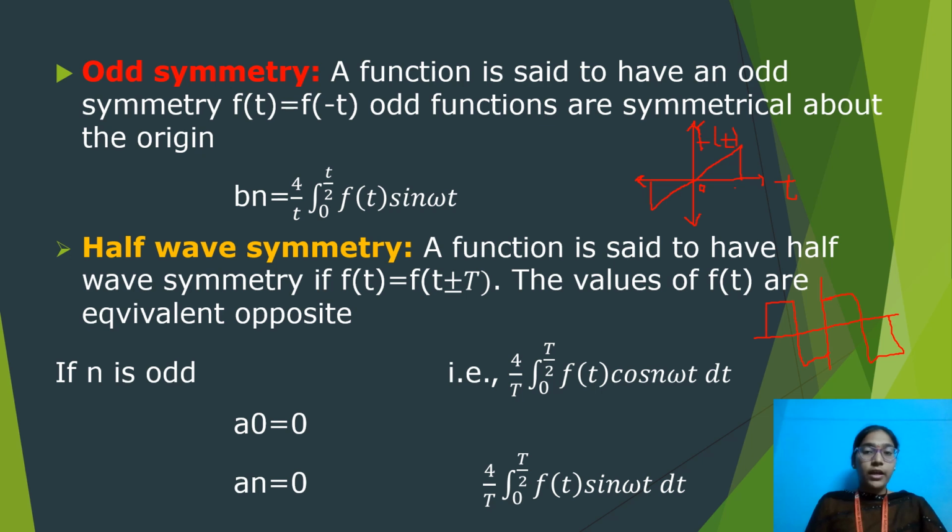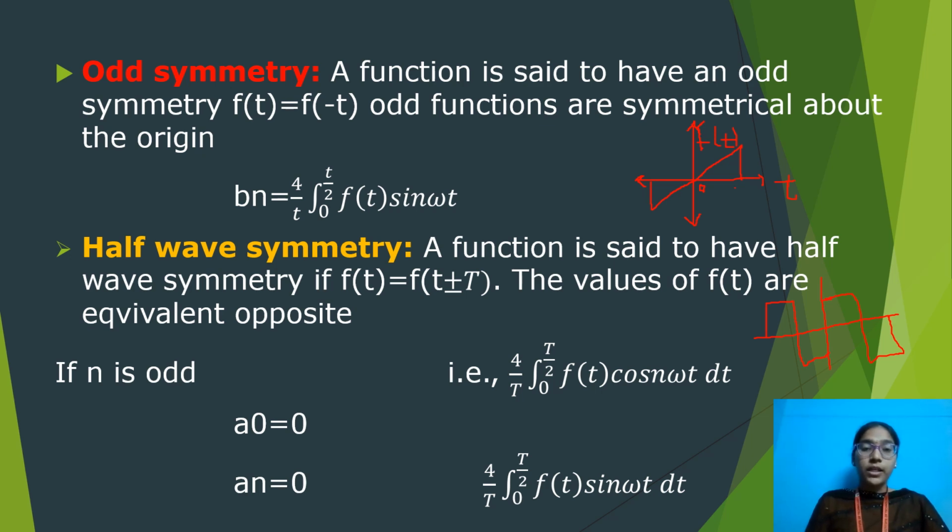Odd symmetry. A function is said to have an odd symmetry when f of t equals minus f of minus t. Odd functions are symmetric about the origin. This is the odd symmetry. This is the origin. In odd symmetry, the axis passing through the origin is known as odd symmetry.